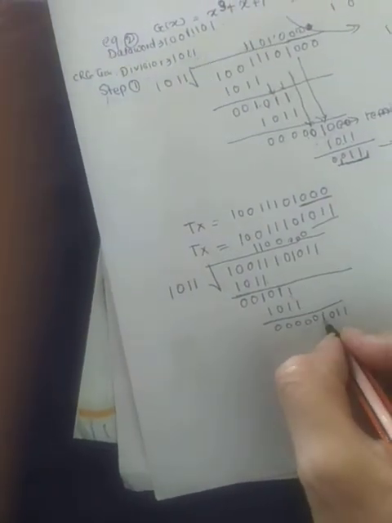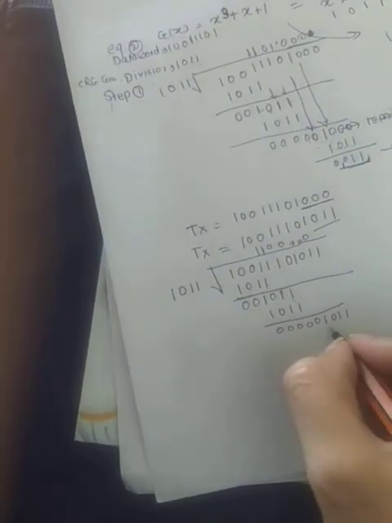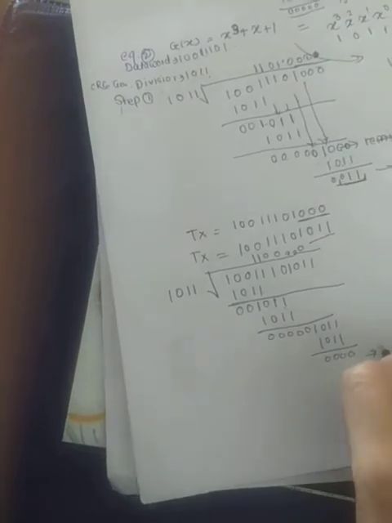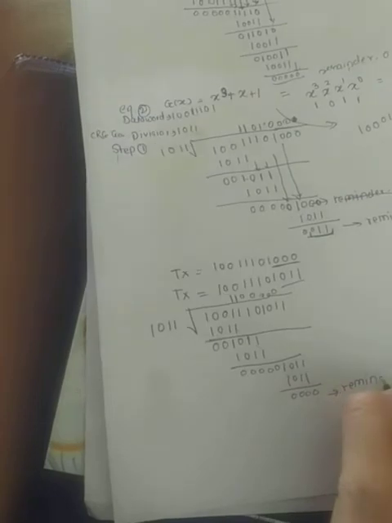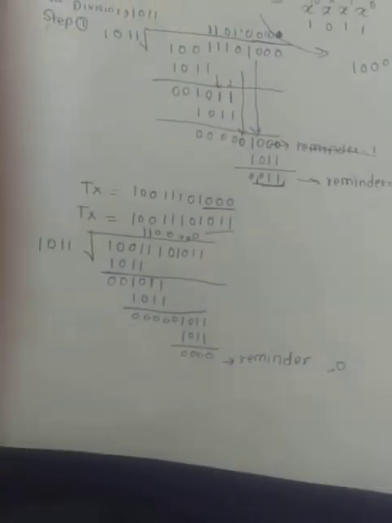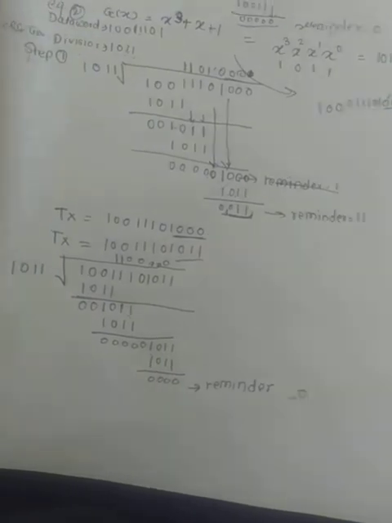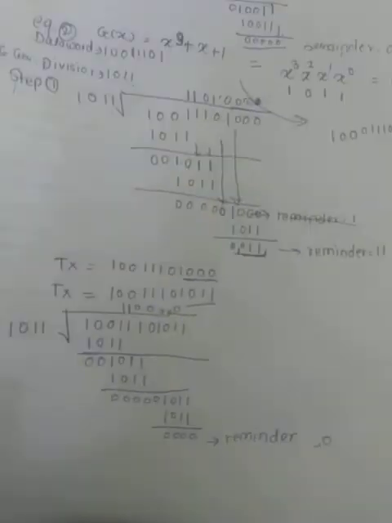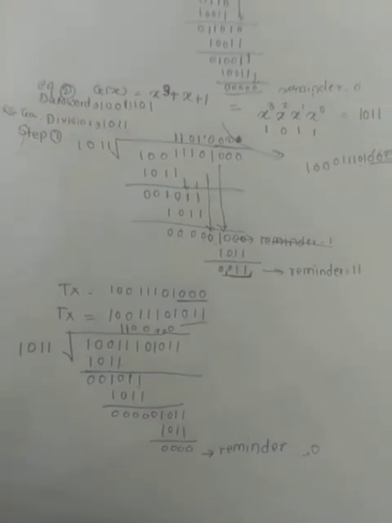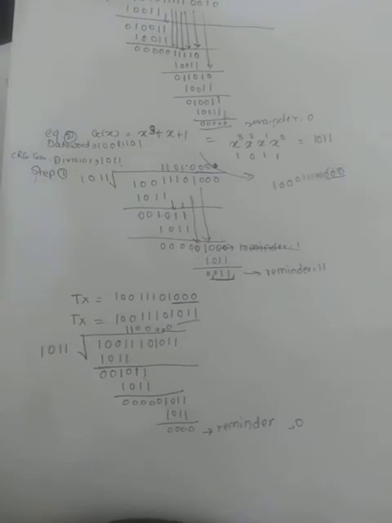Consider the leftmost one. For that we consider the 4 bits, 1011. Here we get a remainder 0. So here the remainder is 0, so the data received at the receiver side is error free. So this CRC method is used for performing error checking.